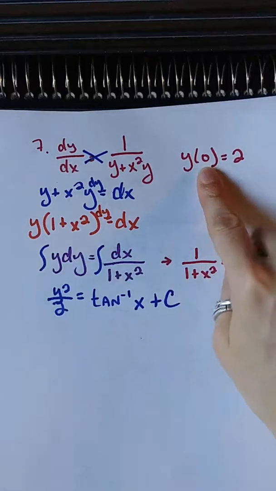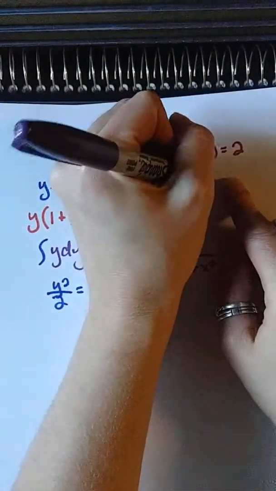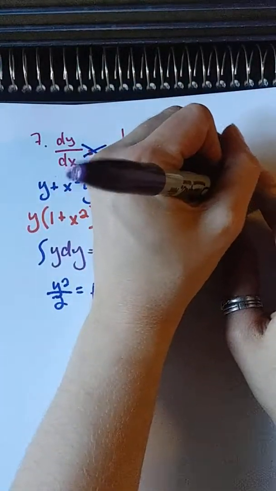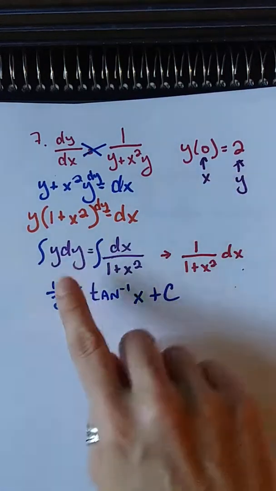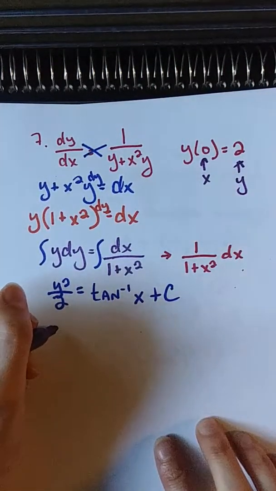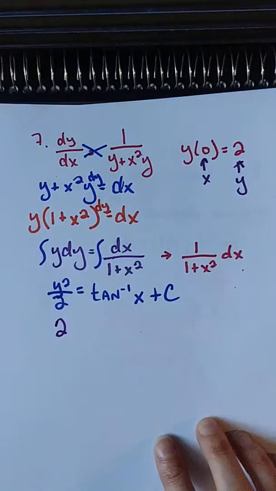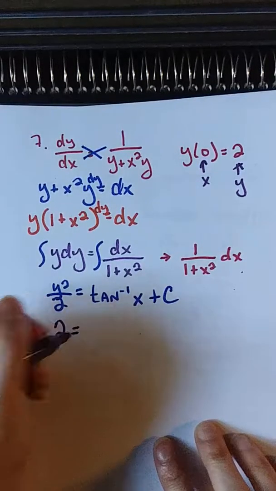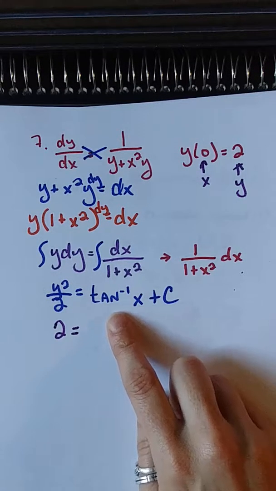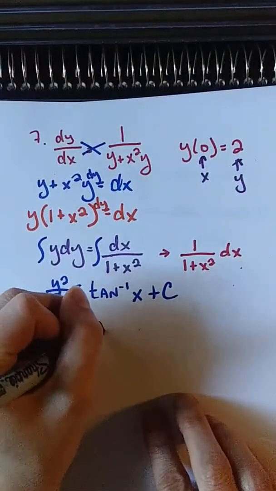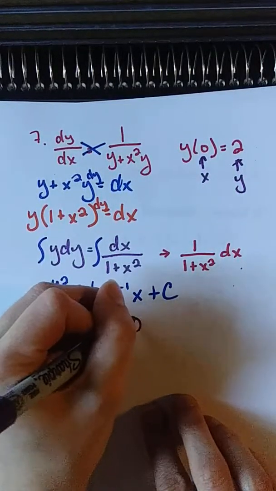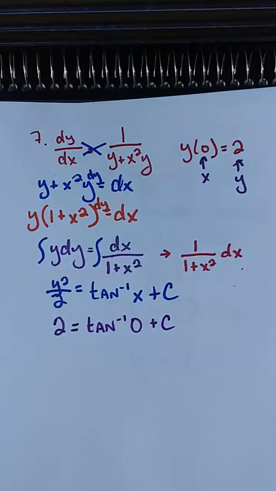So we're going to plug in our 0 for x, and we're going to plug in our 2 for y. So over here, I'm going to end up with 2 squared over 2. That's going to give me 4 over 2, which is just 2. And inside here, I'm going to have the inverse tangent of 0 plus c. So the inverse tangent of 0.